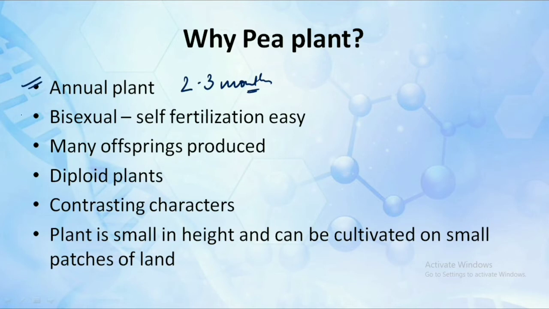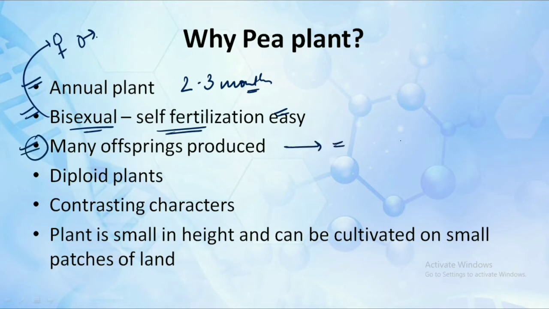The second important reason was that the plant he used was a bisexual plant. That is, it contained both the male and the female characters. Hence, the self-fertilization concept was very easy. There were many offspring produced in the pea plant. Hence, the study was easy because of the large number of offspring produced. The plant was a diploid plant. There were many contrasting characters available, and because contrasting characters were there, it was easy for him to study.